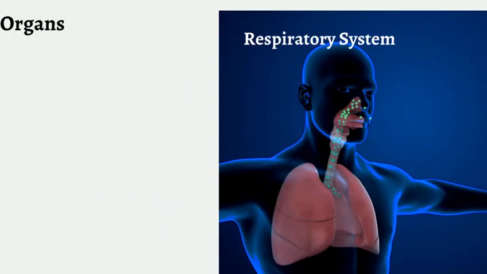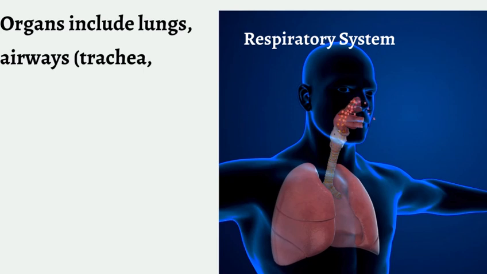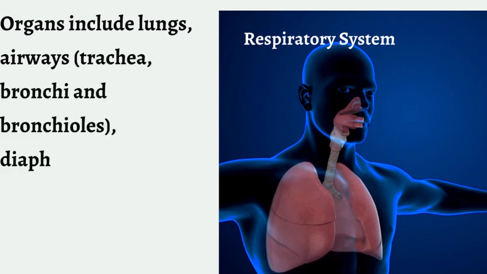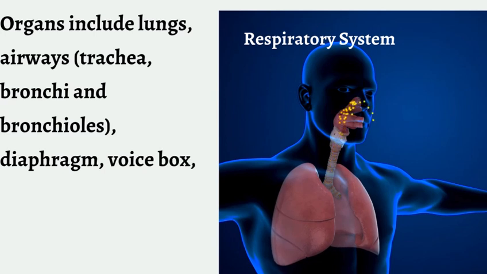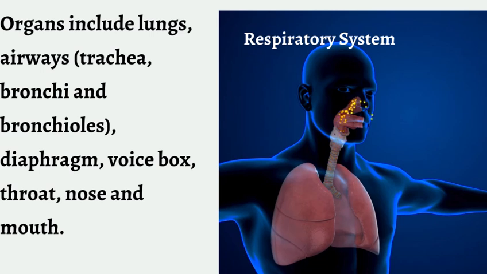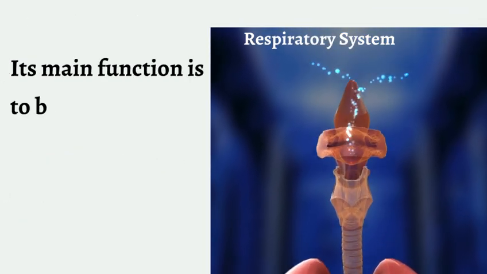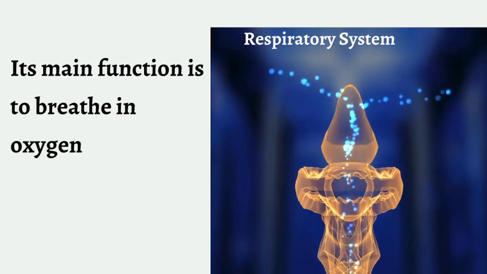Next, we will look into the respiratory system. The main organs involved in the respiratory system are the lungs and the airways such as trachea, bronchi and bronchioles. And also it includes the diaphragm muscles, voice box, throat, nose and mouth. The main function of the respiratory system is to breathe in oxygen and breathe out carbon dioxide.